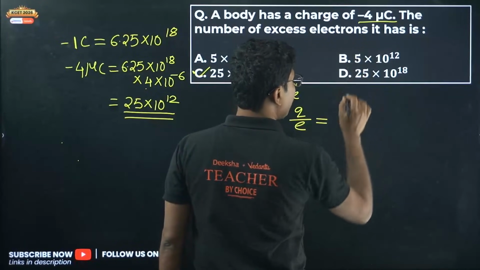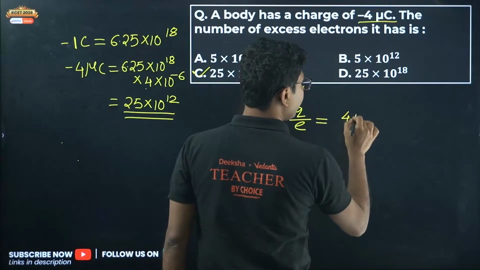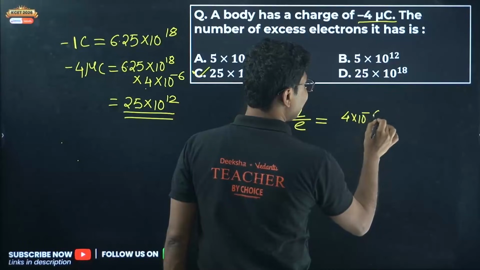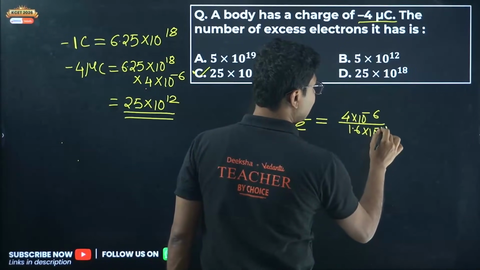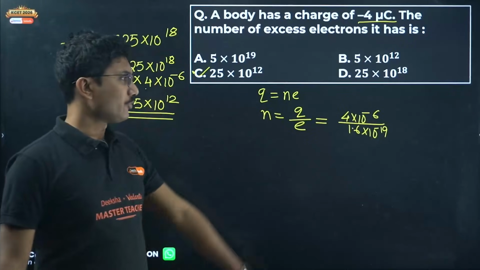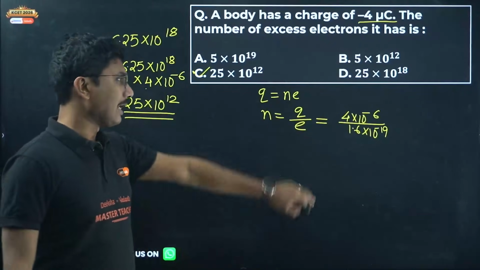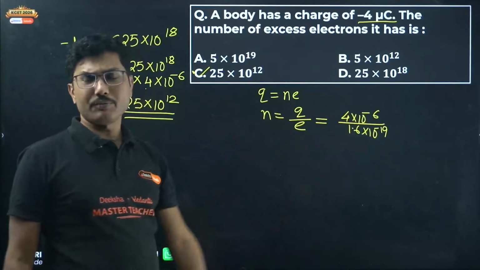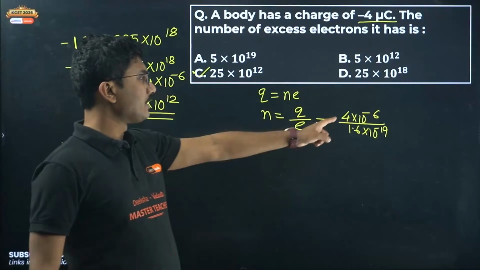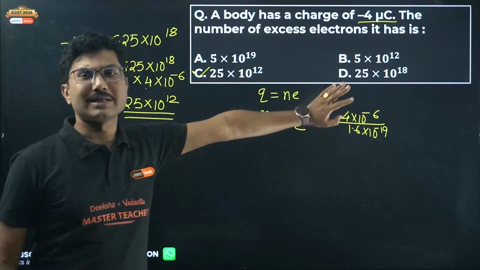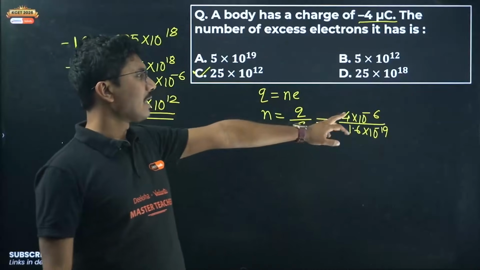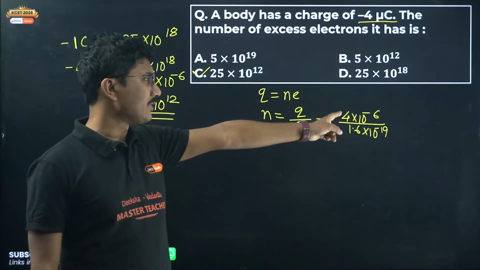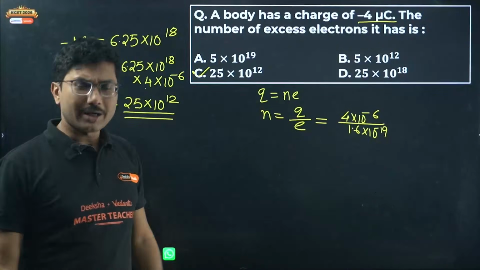So 4 microcoulomb means 4 into 10 to the power of -6 divided by 1.6 into 10 to the power of -19. Solving this can be tricky unless it is a multiple of 1.6. If it is a multiple of 1.6, for example 3.2, in that case you can easily simplify it. Otherwise, here it is not very simple. As you can see, it is 4 and 1.6, not directly cancelable.